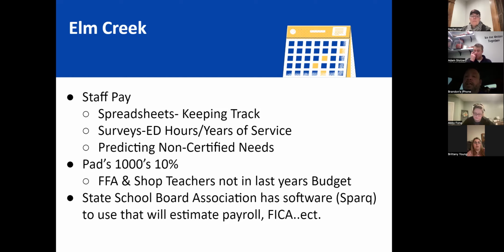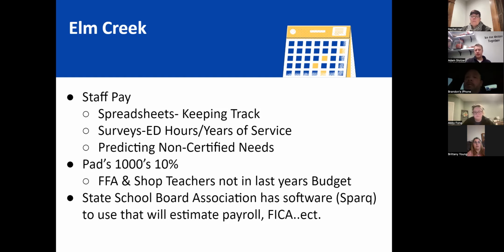And then something he said that was interesting is the State School Board Association has software in the Spark stuff that will help estimate payroll, FICA, and all that stuff. If you get to a school that doesn't have the spreadsheets, it helps until you get a spreadsheet built. But when you manipulate those numbers, ours is the same as yours, Adam. You just punch in that new base salary and it kind of changes the whole thing. That formula is set up to do that.